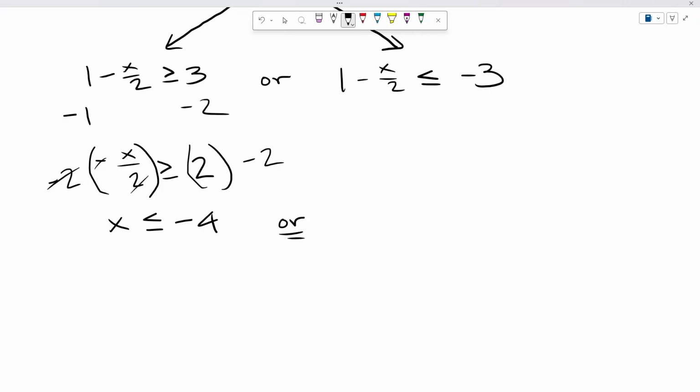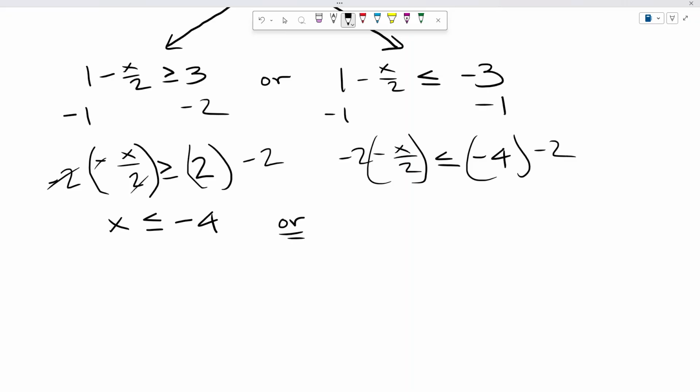All right, and then if we do the same thing over here, minus the 1, negative x over 2 is less than or equal to negative 3 minus 1, negative 4. Then do the same thing, multiply by negative 2 on both sides, and since we're multiplying by a negative, the sign gets reversed, so less than or equal to becomes greater than or equal to, and this becomes a positive 8. All right, so we're saying x has to be less than or equal to negative 4.